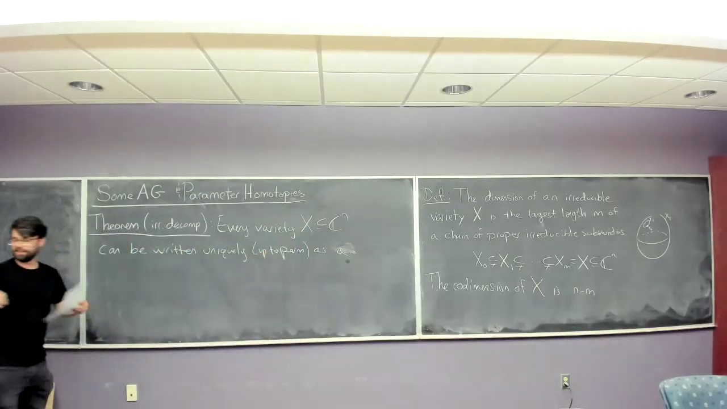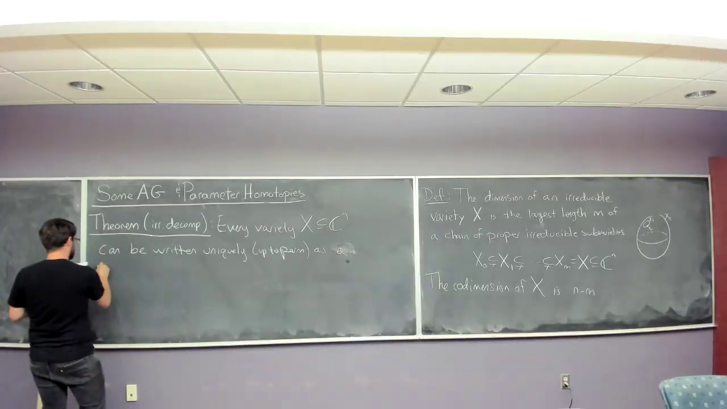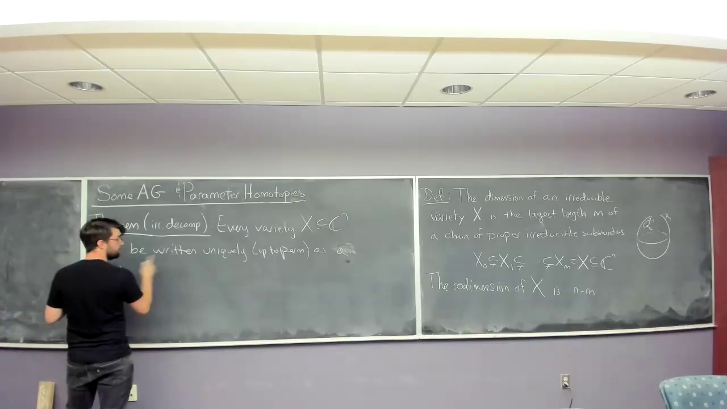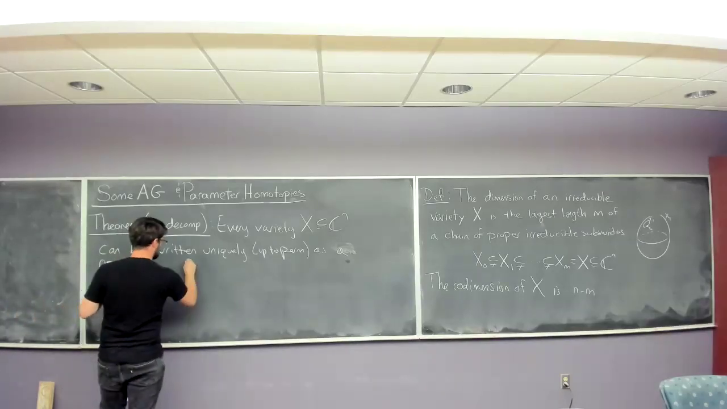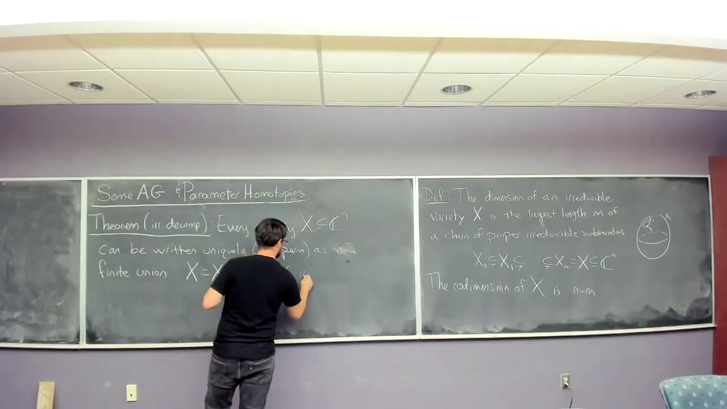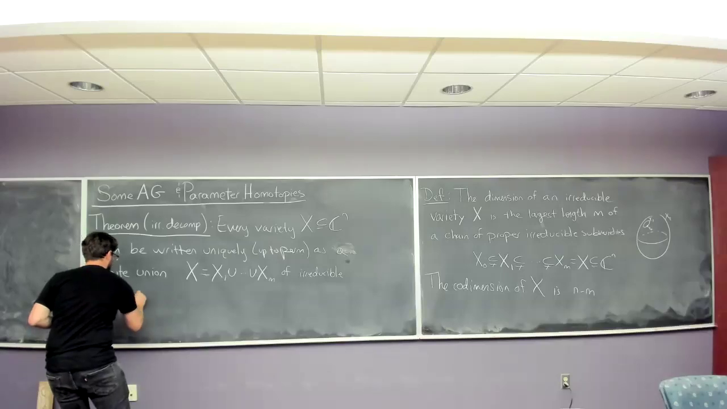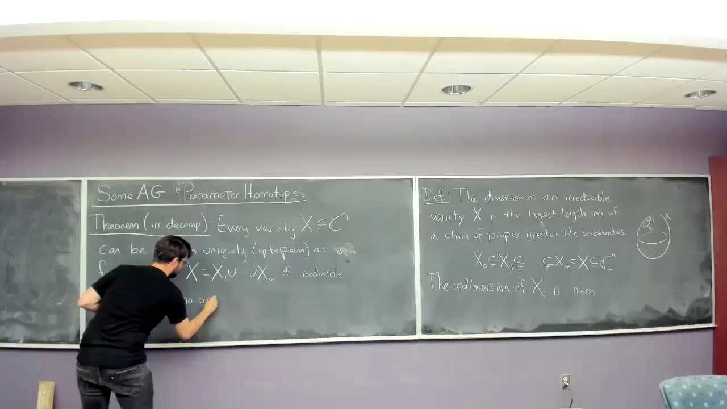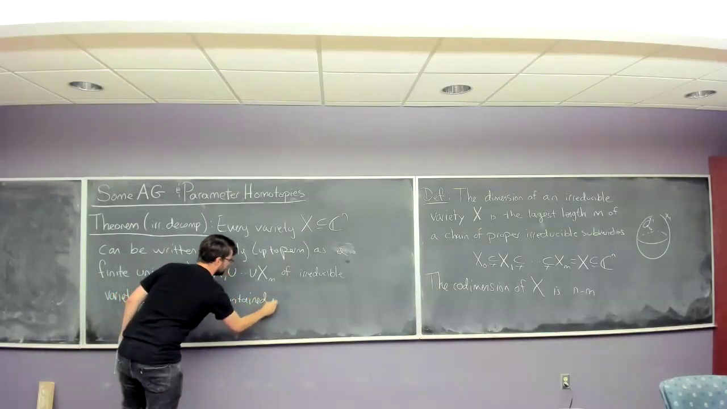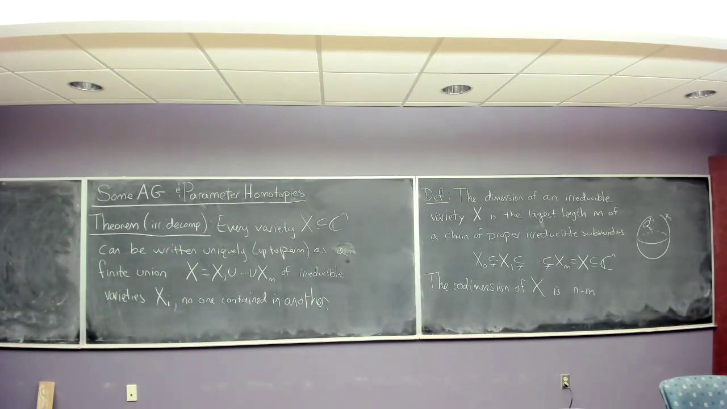Every variety can be written as the union of a bunch of irreducible varieties in essentially a unique way, and in a finite way. I think "up to permutation" is redundant. Why? Because when you say finite union, that already takes care of permutations, right?